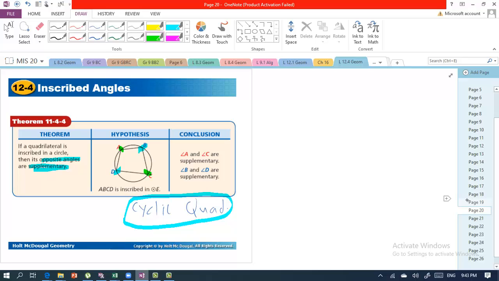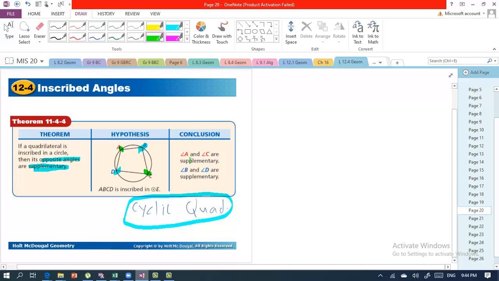Last theorem in this lesson, cyclic quadrilateral. If a quadrilateral is inscribed in a circle, then its opposite angles are supplementary. Every opposite angles here are supplementary. D and B, they are supplementary. A and C are supplementary. It means the sum of them is 180. D and B is 180. And angle A plus angle C, inscribed angles, the sum of them is 180. And since they are on a circle, this is the condition. So the sum of the opposite angles is 180.